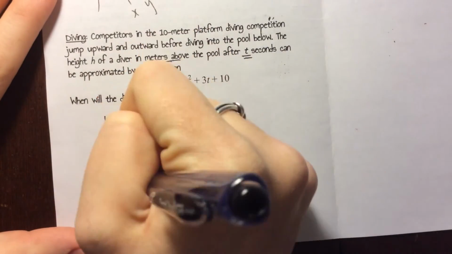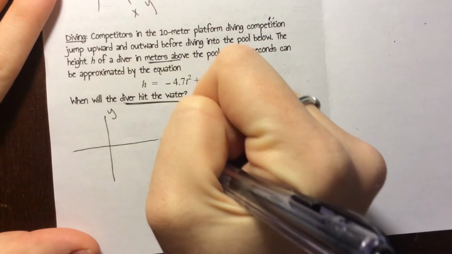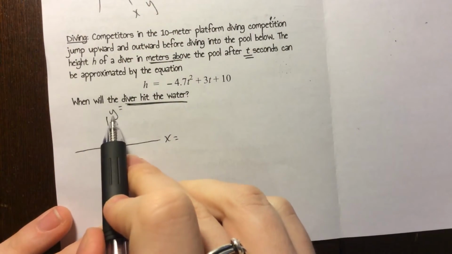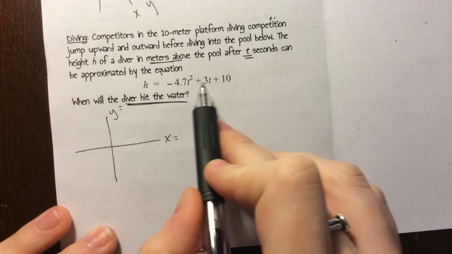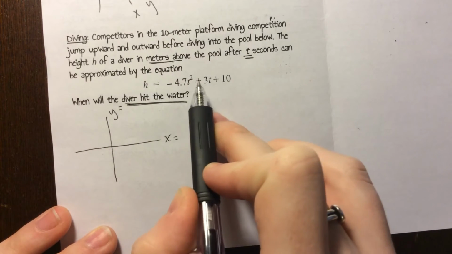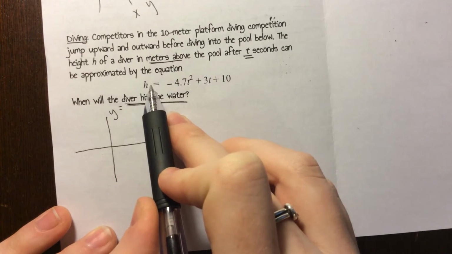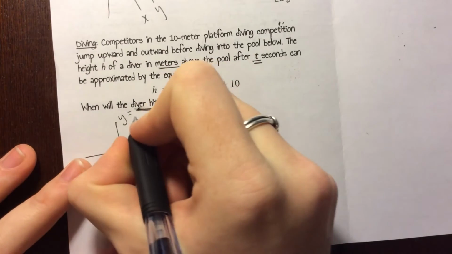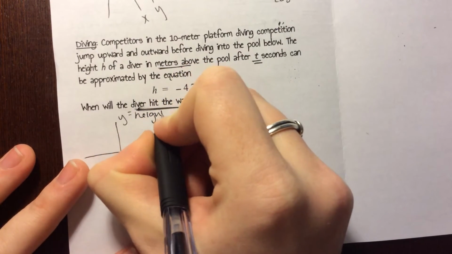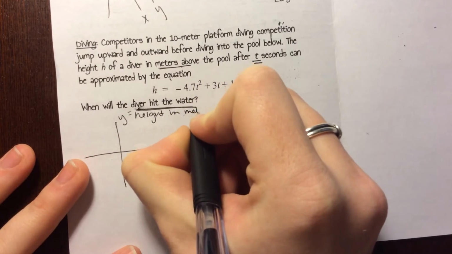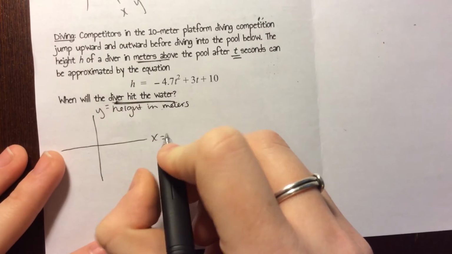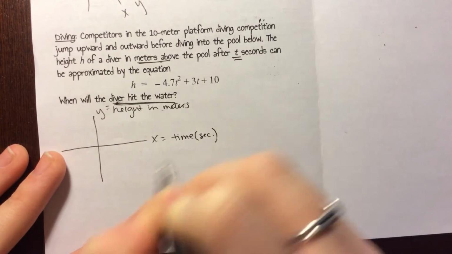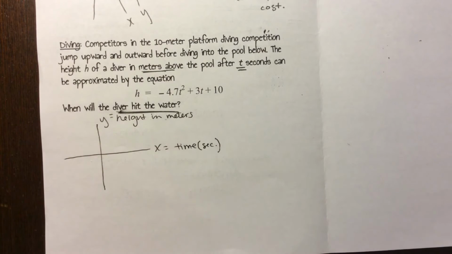Okay, so if we sketch our x and y axis, this is our y, this is our x. What does the y-axis represent? Well, the t is what we would plug in for x. The h represents the height of a diver in meters. So we can say height in meters. X is the time in seconds after the diver has jumped off the platform.